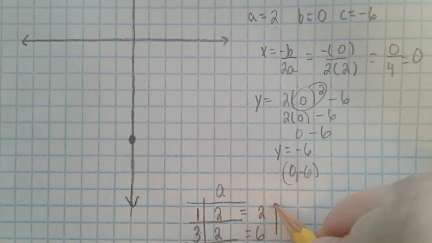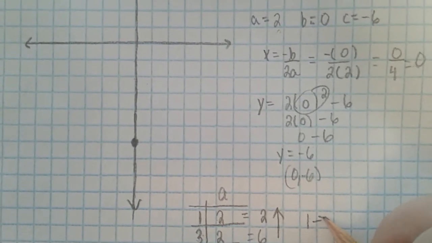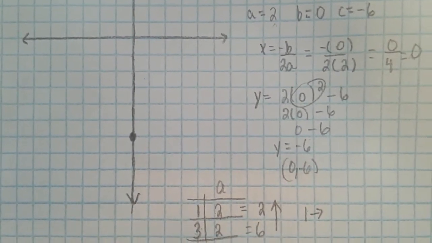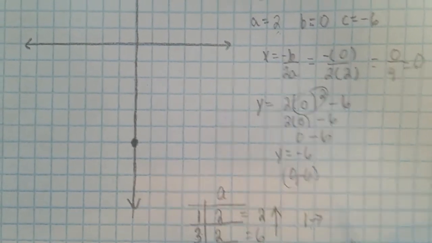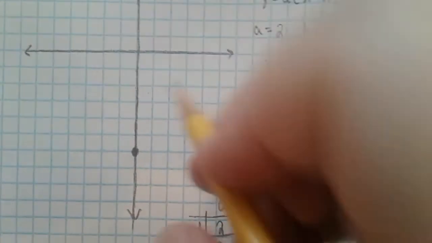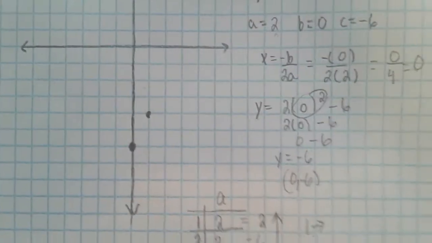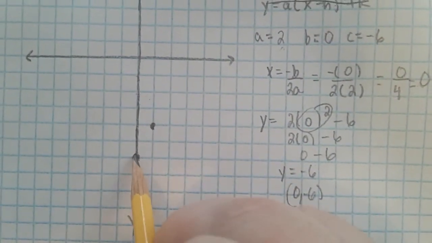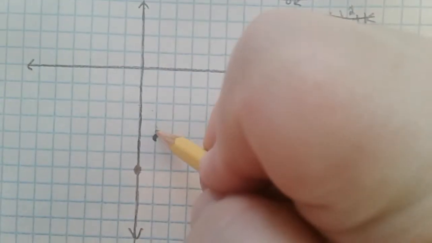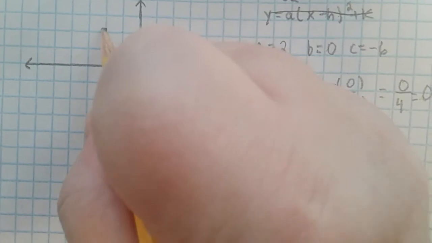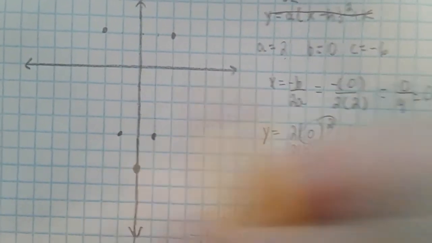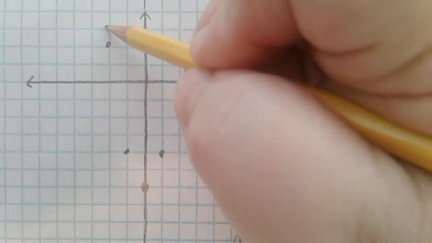That's our vertical change. The horizontal change is always 1 to the right, always 1 to the right, never any other number besides 1. So I'm going to go up 2, 1 to the right. Then I'm going to go up 6. I don't go from my vertex, I go from the second point. 1, 2, 3, 4, 5, 6 over 1. 2 units, 2 units, 1 unit, 1 unit, so I've got the reflection.